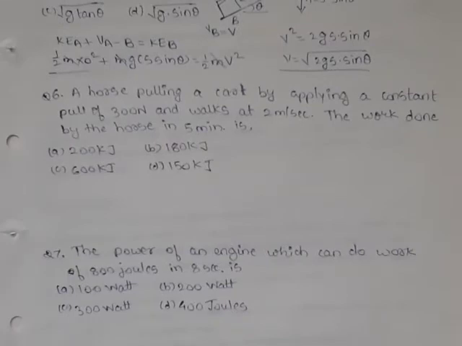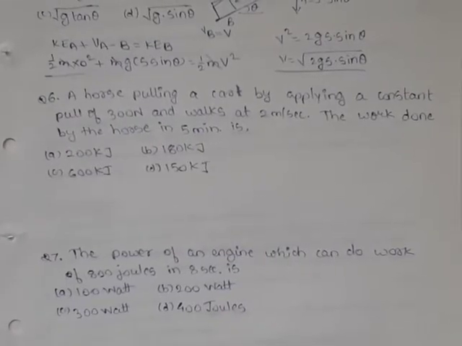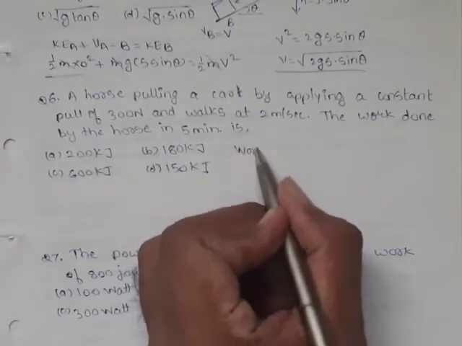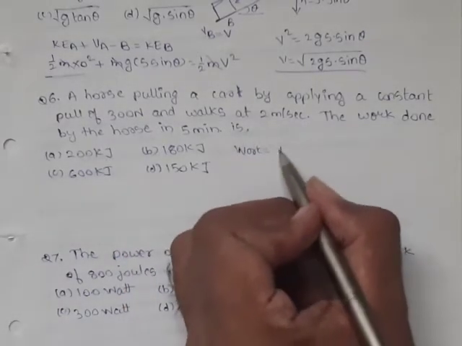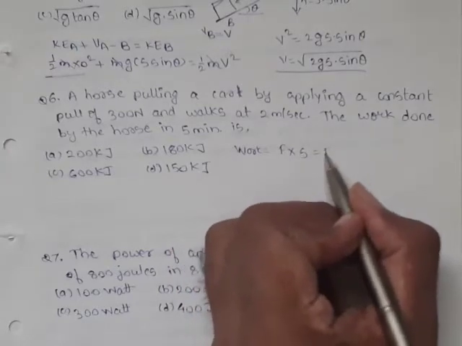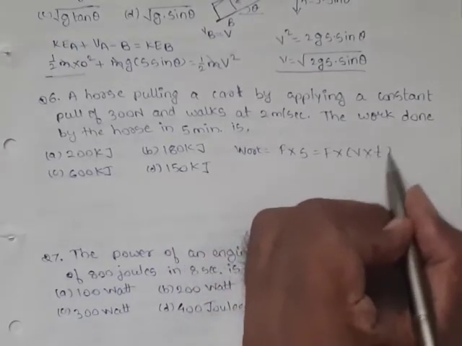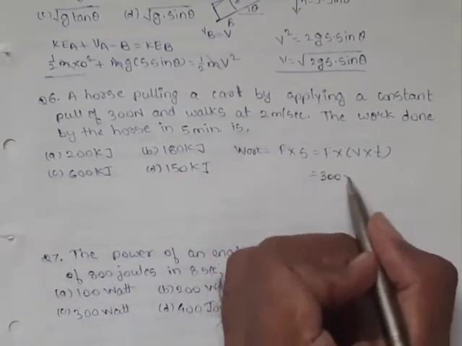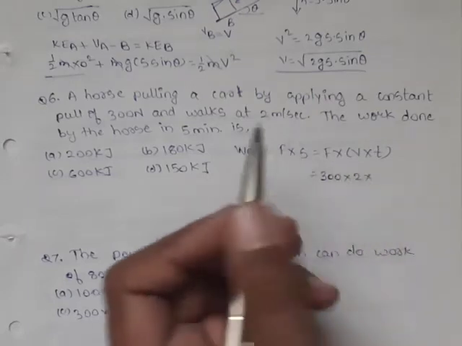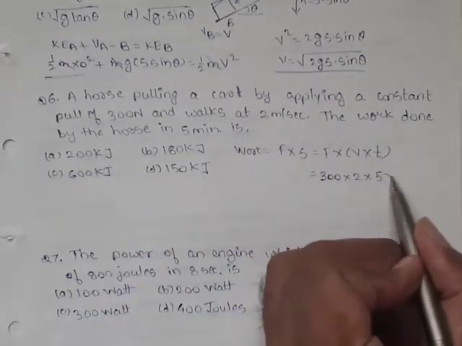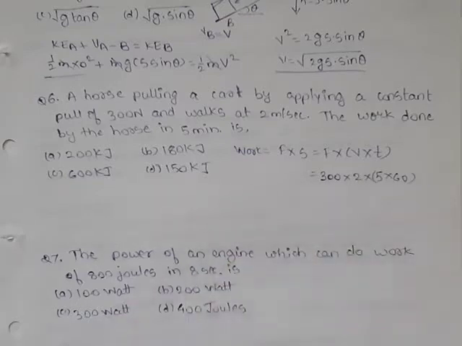Now question 6. A horse pulling a cart by applying a constant pull of 300 newtons walks at 2 meter per second. The work done by the horse in 5 minutes is. We know the formula for work done. Work done is the product of force into displacement. Displacement is nothing but the product of velocity into time. Force is given, it is 300 newton. Velocity is given, 2 meter per second, and time is given in minutes, so we'll convert it into seconds. So 5 minutes is nothing but 5 into 60.